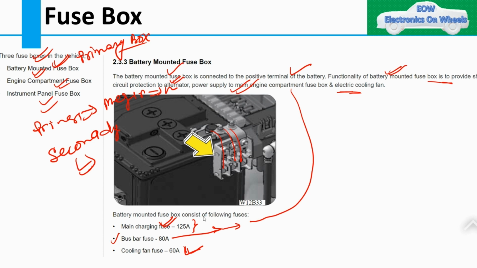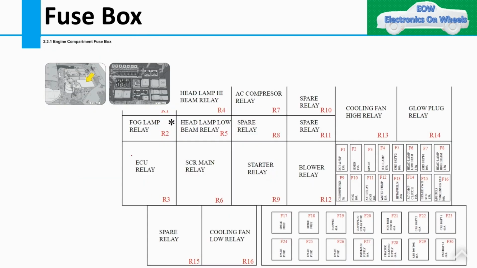Now we will see the secondary fuse box, which is in our engine compartment. You can see the engine compartment. This is the location where our secondary fuse box will be, and it will look like this.